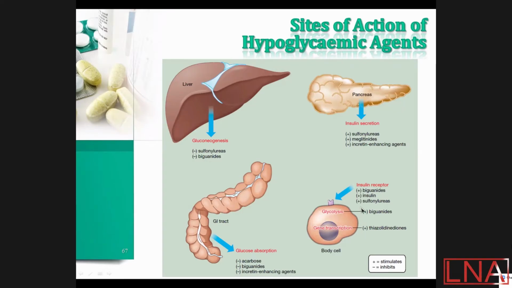We may increase glucose absorption, like acarbose or biguanides or incretin enhancing agents. And also we may increase insulin receptor sensitivity. Biguanides, insulin of course, and sulfonylureas may influence the sensitivity of the receptor to insulin in body cells.